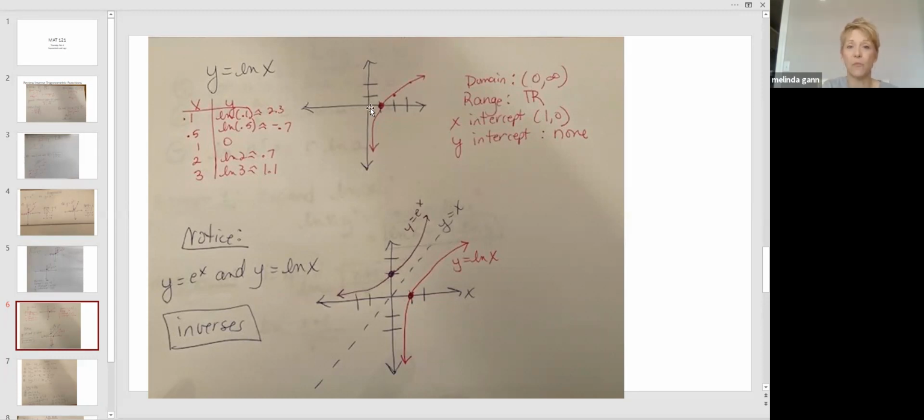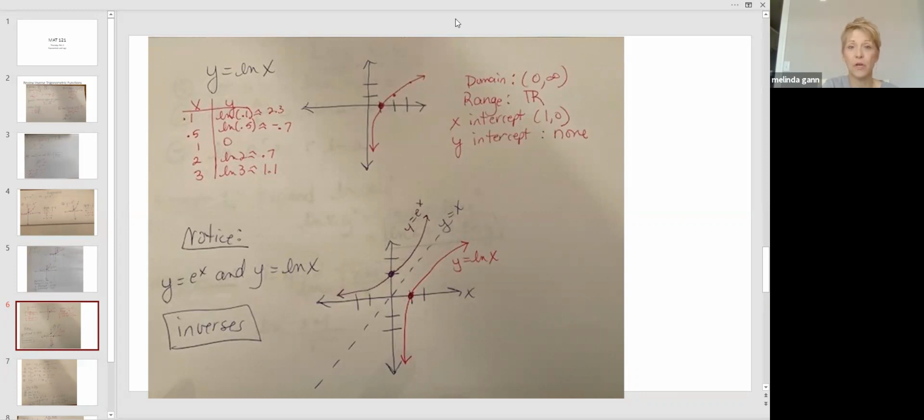So notice your domain here. Now my x values are never negative. All right. So now my domain are my positive numbers and my ranges are my real numbers. So I've got negative y's and 0 and positive y's. I've got an x-intercept this time, but no y-intercept on this graph.